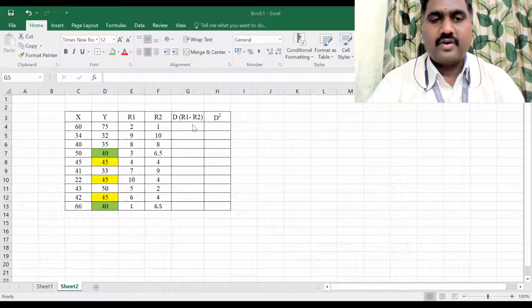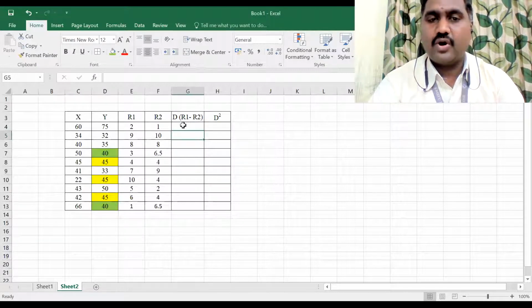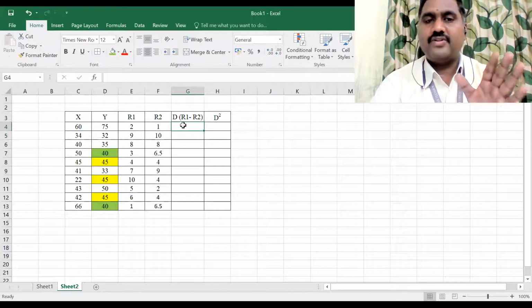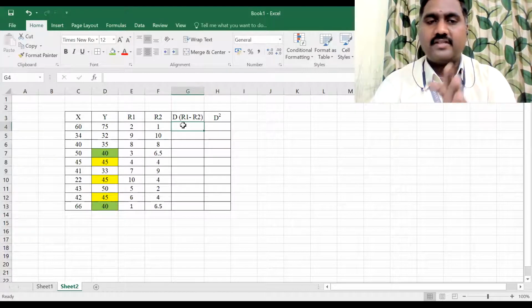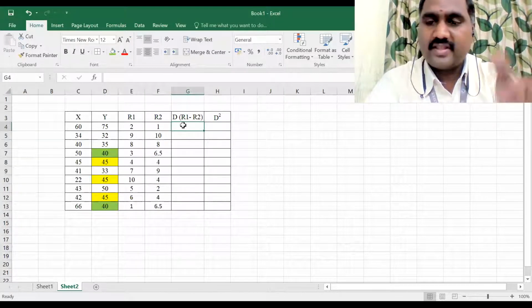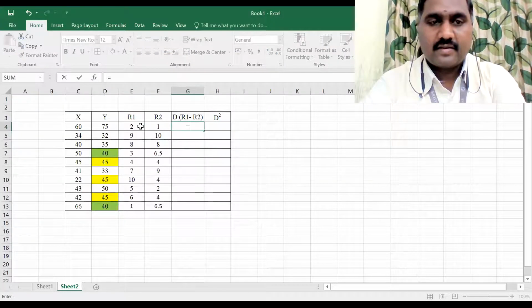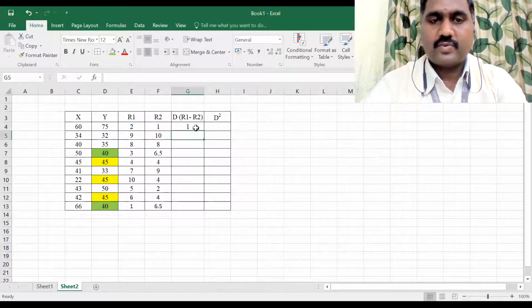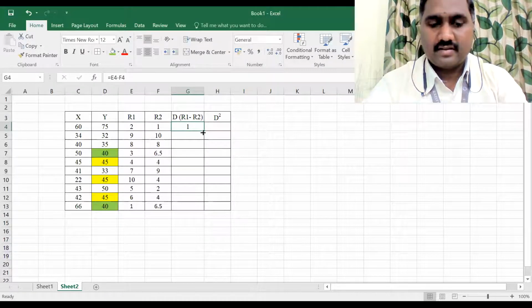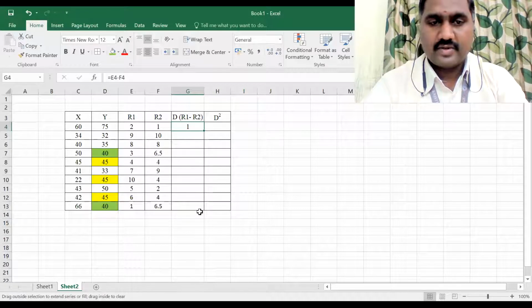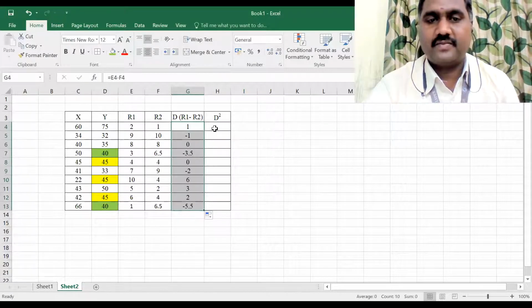Okay, fine. Now next we will move on to the D value. You know how to calculate the D value now. The D value is rank 1, R1, minus R2. I'll just apply the formula in Excel, but you can calculate manually. This minus this, so this is 1. I will drag it so that you get the same. Now I got the values.